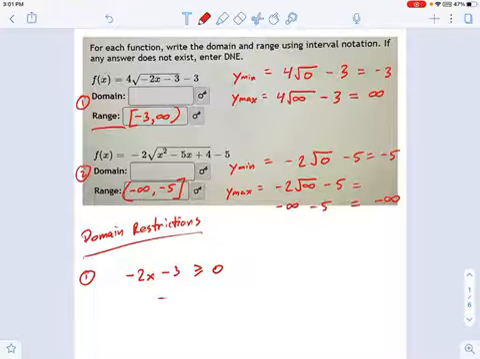So move things around a little bit. I'm going to say that means negative 2x is greater than or equal to 3. I added 3 to both sides. I don't like having negative x's, so I'm just going to add that to the other side.